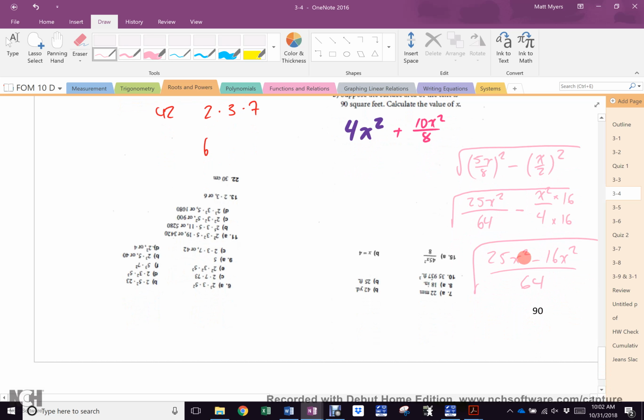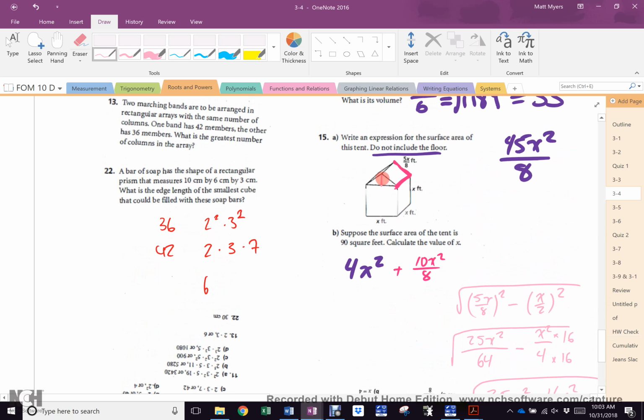What is 25x squared minus 16x squared? 25 minus 16. 9x squared over 64, yes? Now, if there was no 9x squared, what's the square root of 64? 8. If there was no x squared and no 64, what's the square root of 9? 3. If there was no 9 and 64, what's the square root of x squared? X. Because x times x would be x squared, right? So that must be the third side of the triangle, correct? Which is the height, correct?